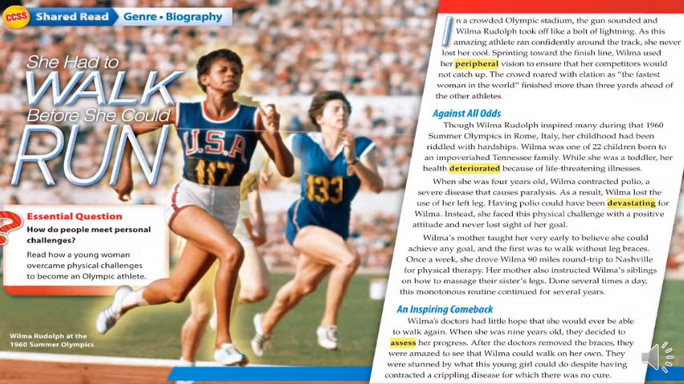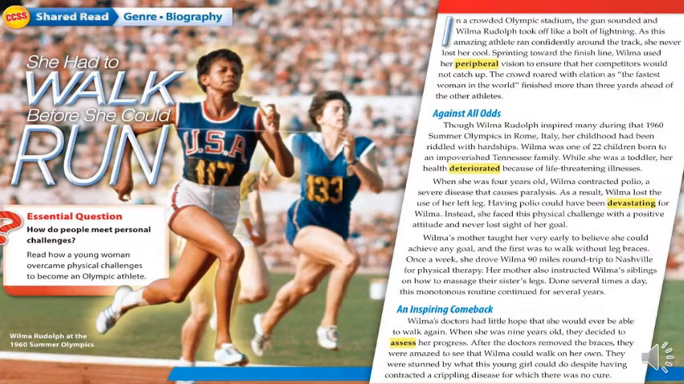Wilma was one of 22 children born to an impoverished Tennessee family. While she was a toddler, her health deteriorated. Her health was becoming worse because of life-threatening illnesses. So she had some life-threatening illnesses, or she had a certain illness.